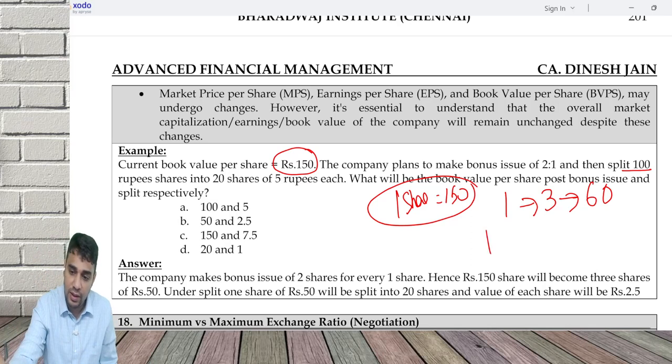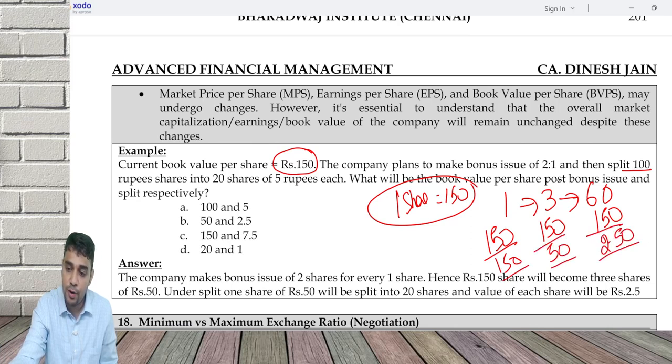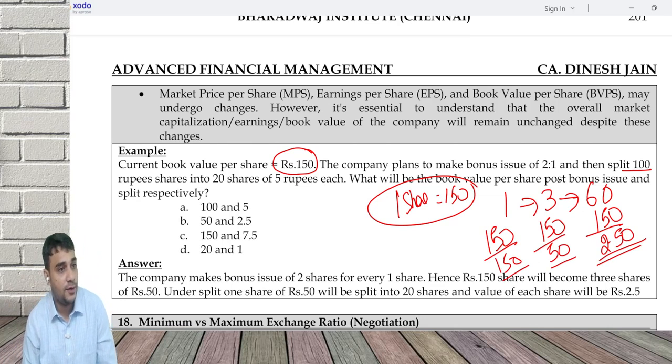Whatever be it, value is 150 only, which means per share is 150. This is 50 rupees, this is 2.5. So your 2.5 and 50 is going to be the number once you do a bonus and then you do a split.